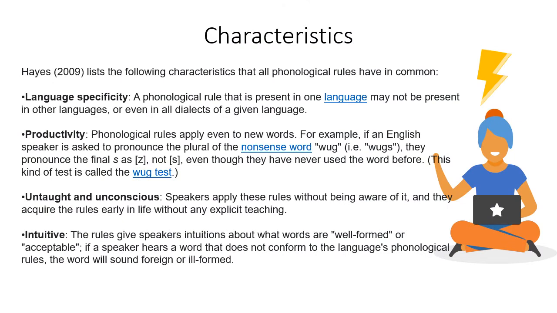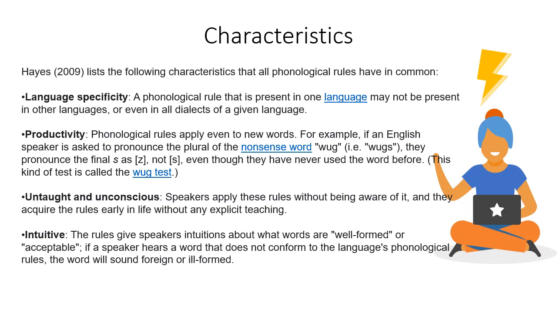Characteristics. According to Hayes 2009, the following characteristics are what all phonological rules have in common. For the first one, language specificity. A phonological rule that is present in one language may not be present in other languages or even in all dialects of a given language. The second one, productivity. Phonological rules apply even to new words.